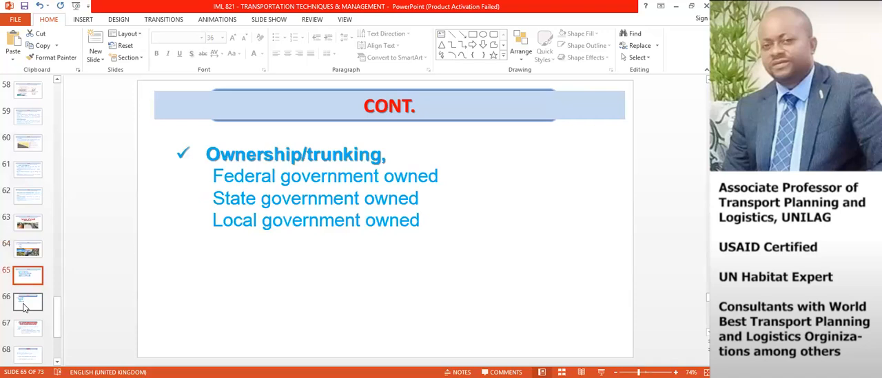Now let's go to ownership. Ownership and trunking. Ownership is supposed to be separated from trunking, but they are very, very close. There is just a thin line. You know, we have trunk A road, we have trunk B road, and we have trunk C road. Okay, so for ownership, we have federal government owned, we have state government owned, and we have local government owned. And that is one of the reasons why a local government could decide to name a bus stop. They also have their own portions. So then for the trunking, we have trunk A, trunk B, and trunk C.